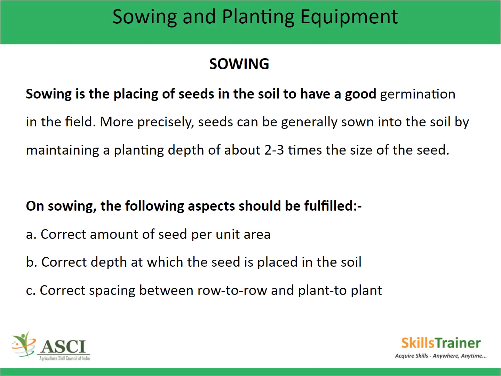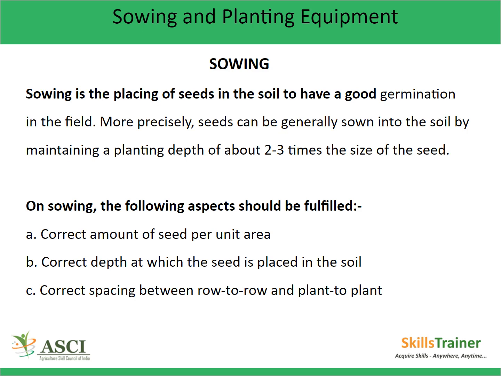Sowing and planting equipment. Sowing. Sowing is the placing of seeds in the soil to have a good germination in the field. More precisely, seeds can be generally sown into the soil by maintaining a planting depth of about 2 to 3 times the size of the seed.